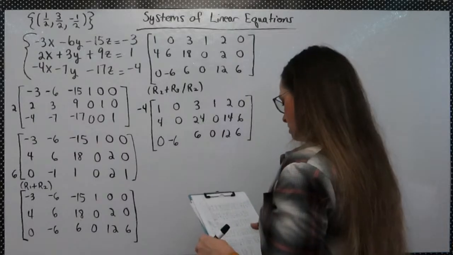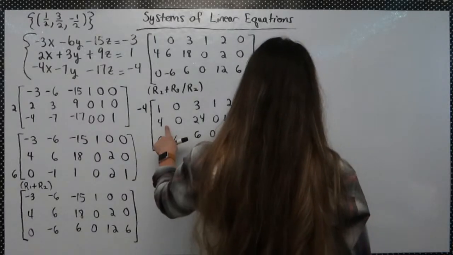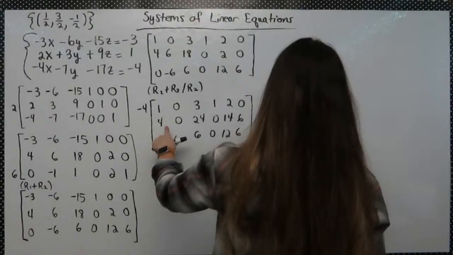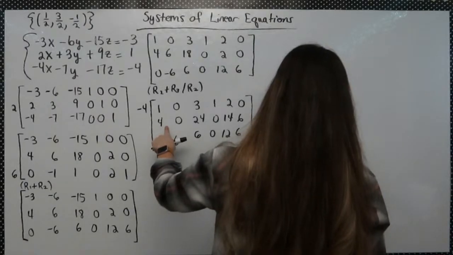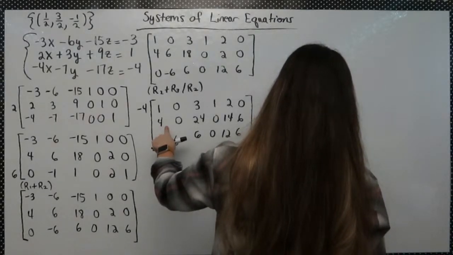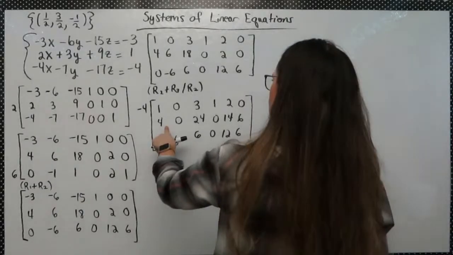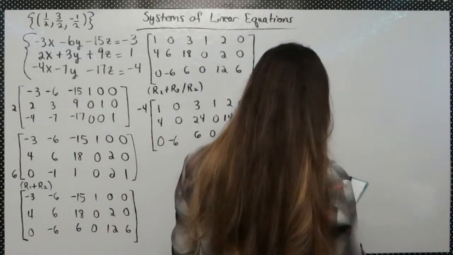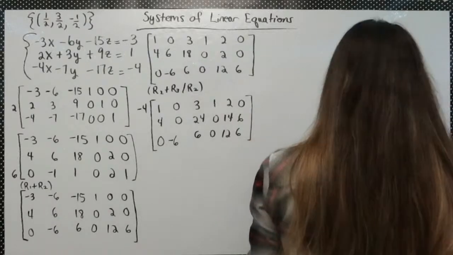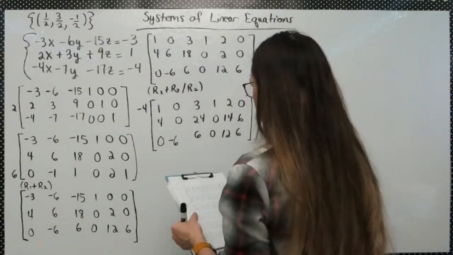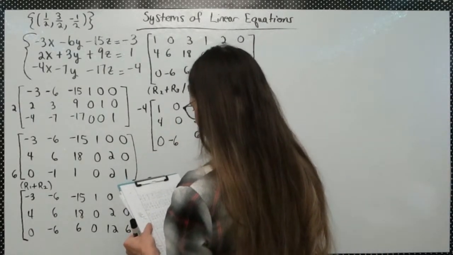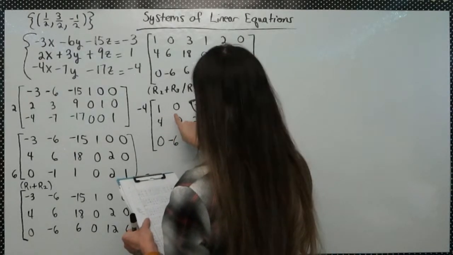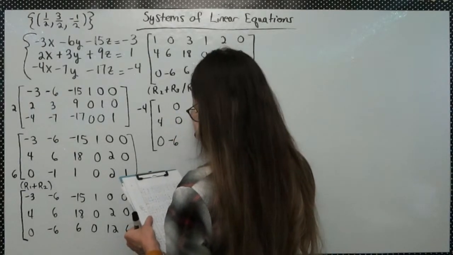All right, so, and then I'm going to add it to row 2, and it looks like, let me just double check these. I got 1, so make sure I'm on track. I've got 1, 0, 3.